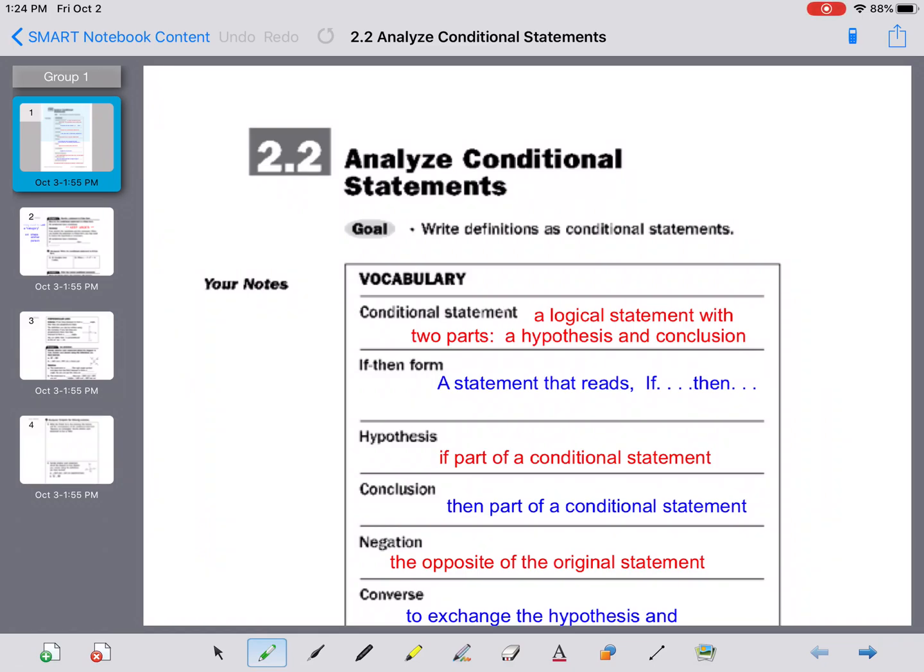2.2, analyze conditional statements. You may want your pen out for this. We're doing a lot of writing today, and you're not going to see very many numbers in this lesson. Lots of vocab to start us out with. Obviously, they're all filled out here for you.